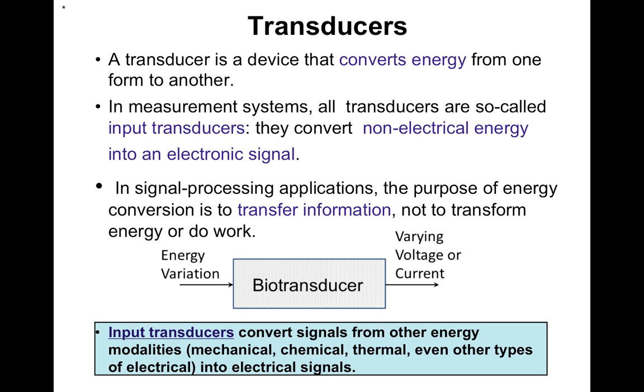So input transducers convert signals from other energy forms. And I should point out that sometimes these other energy forms even include other types of electrical energy. So the brainwave signal, for example, is an electrical signal. And so we're converting basically dipole oscillations within the brain, magnetic dipole and electric dipole oscillations, into voltages that come out of the sensor. So that would be the transducer phase. A lot of times the transducer itself, because of the way it's built, actually forms a little miniature electric circuit that has its own characteristics and can be modeled.